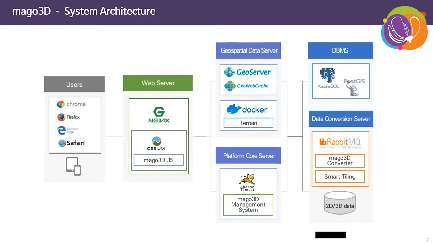As you see, we employ many open source projects for mago3D. We use PostGIS for data management, and we use GeoServer and GeoWebCache for two-dimensional data service. And for the rendering part, we make use of Cesium.js. On top of Cesium.js, we developed mago3d.js, which enhanced the features and the rendering quality of Cesium.js.